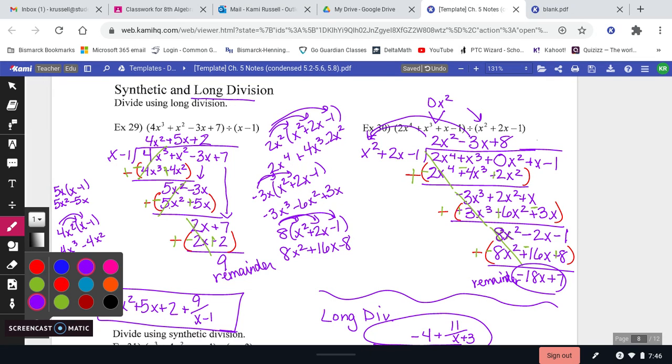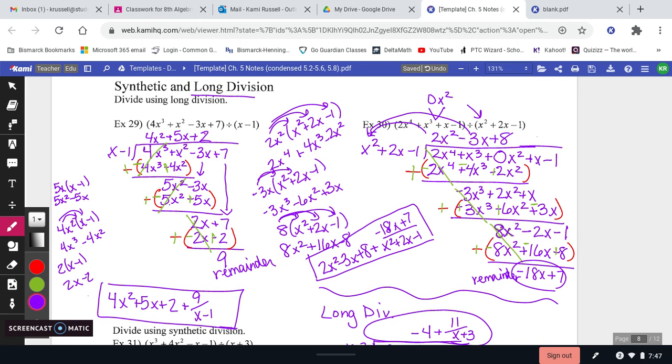Okay, now on the other ones we did, we just had a value that was a remainder, a constant. But this time, because we're dividing by this quadratic, your remainder could be something linear. All right, so my answer to this one is 2x squared minus 3x plus 8, and then this is my remainder. So I'm going to go plus negative 18x plus 7 divided by x squared plus 2x minus 1. Okay, and that is your solution.